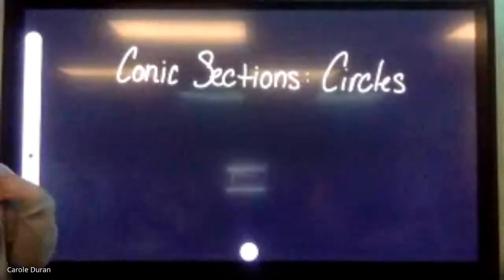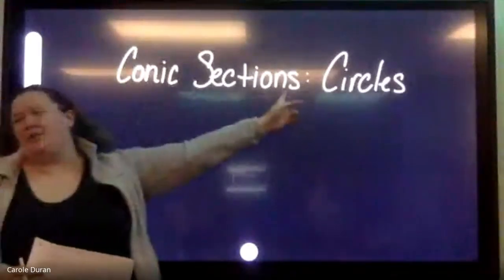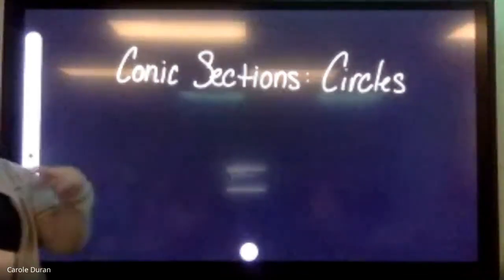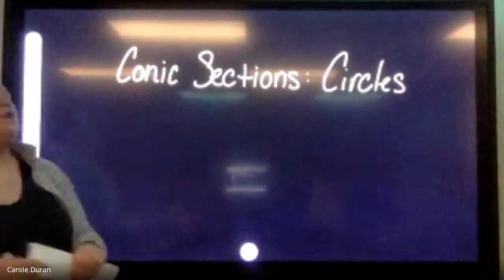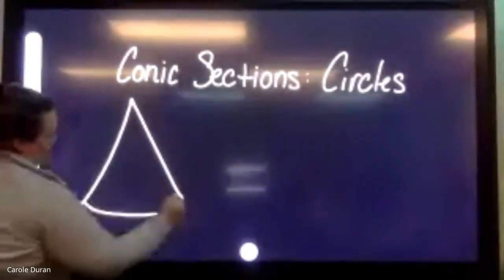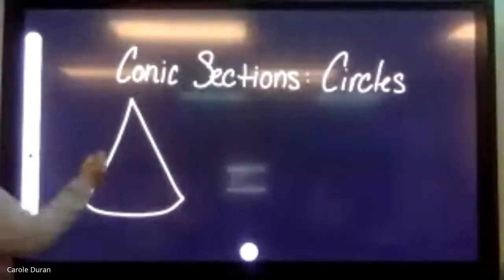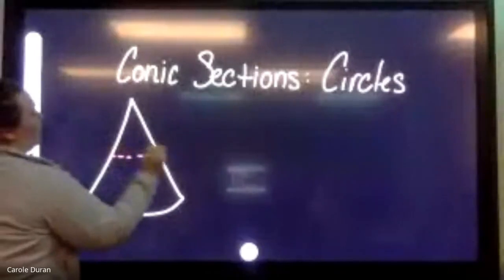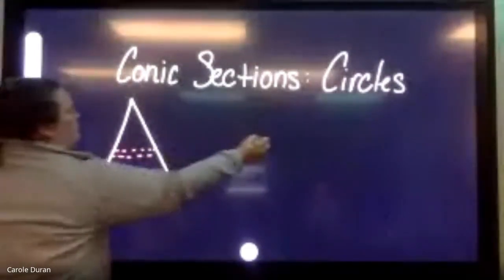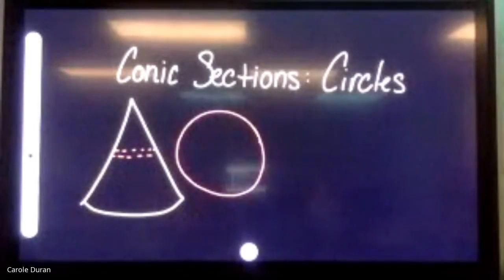So as you've probably already noticed, because I wrote it on the board, there's more than one conic section, so I actually have to tell you the kind of shape that we're working with. What this means is we took a cone and we sliced it in such a way that each cross section is a circle. In order to get that, we slice straight across. And when we do, each cross section comes out as a perfect circle.